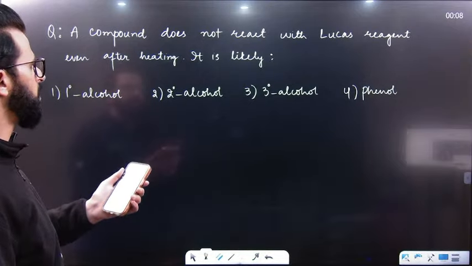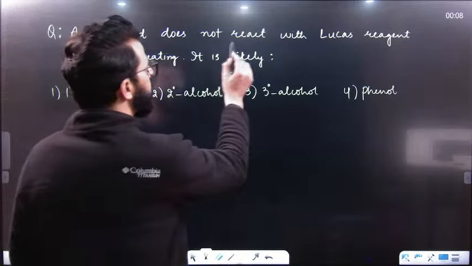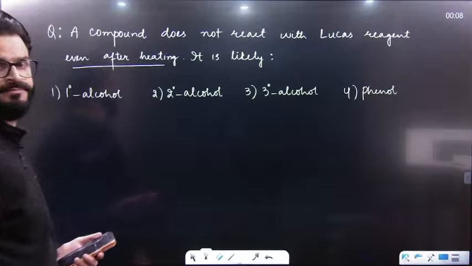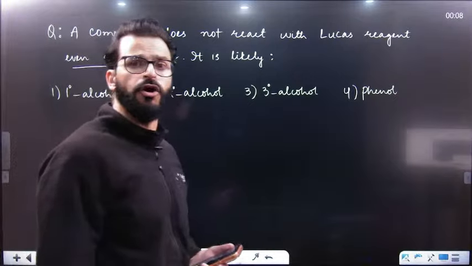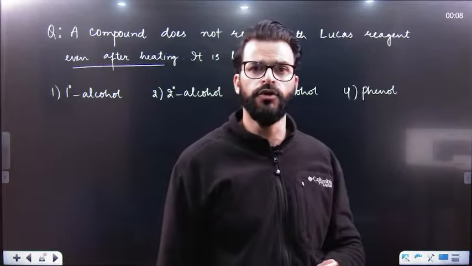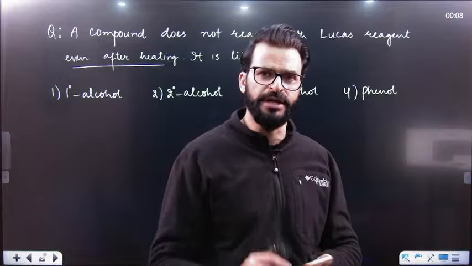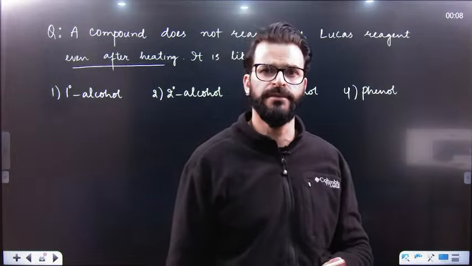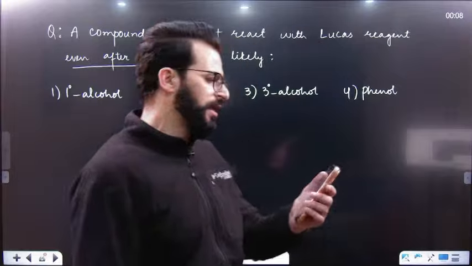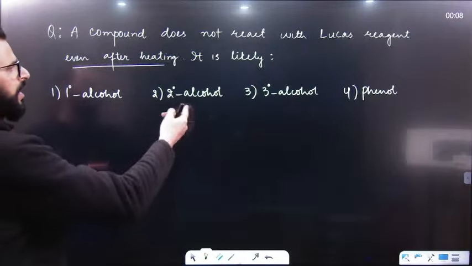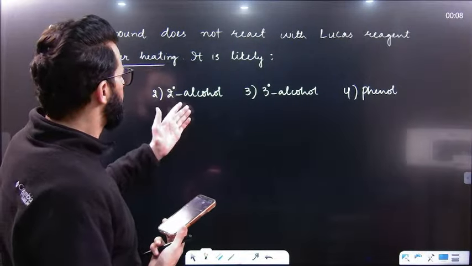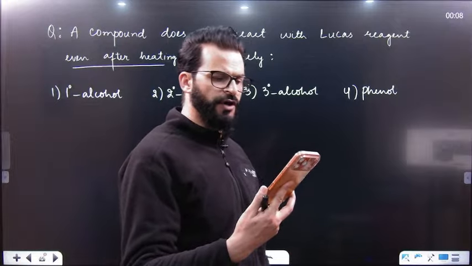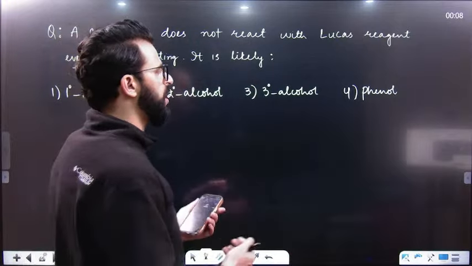Even after heating, it does not react with Lucas reagent. This is a very important point. Because 1 degree alcohol does not give turbidity at room temperature, but if it is heated, it gives turbidity. So 1 degree alcohol is not the answer. 2 degree alcohol is not the answer because it can form turbidity even at room temperature. 3 degree is not the answer because it forms turbidity immediately. So the answer is phenol.